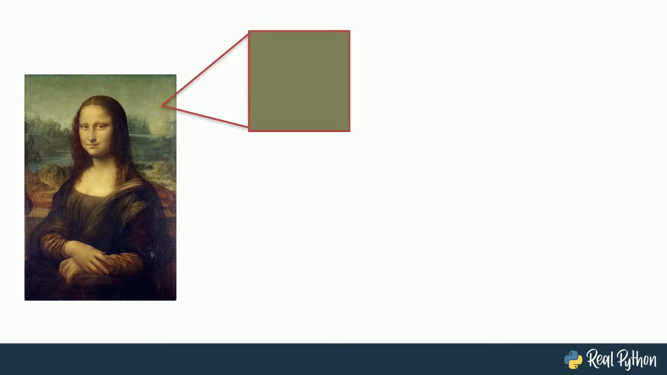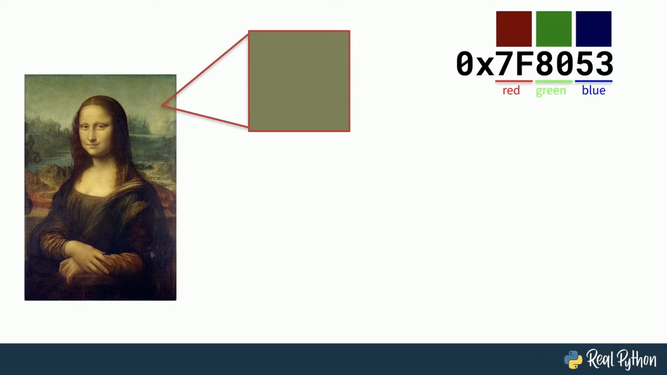Even Mona Lisa's sly smile on your screen is really just a large array of these numbers. Each pixel in the picture is represented by a number. This drab-looking square of greenish is the hexadecimal number 7F8053. The hex number breaks down into 3 parts: the red, green, and blue that make up the color.